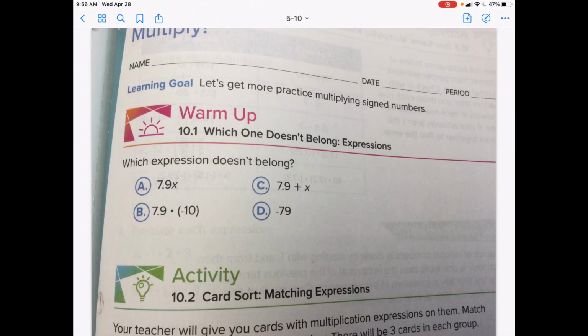Welcome to Unit 5, Lesson 10, Multiply. Our learning goal today is let's get more practice multiplying signed numbers. We're going to start with our warm-up.